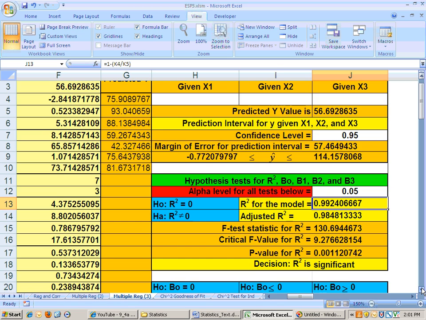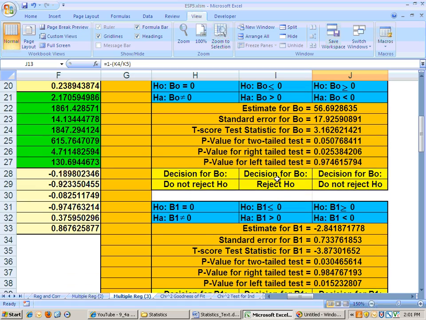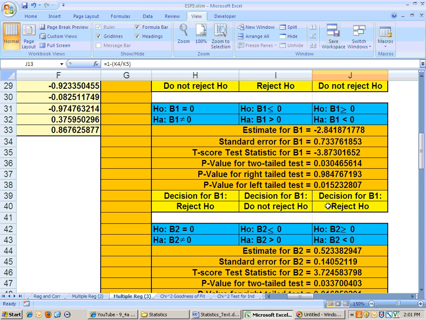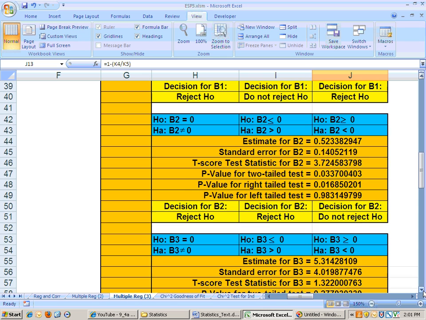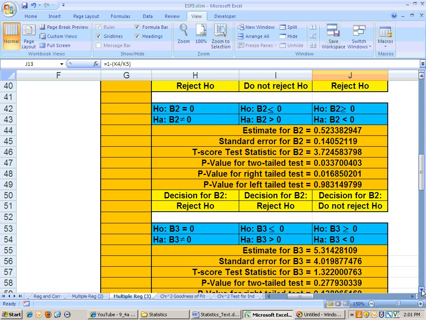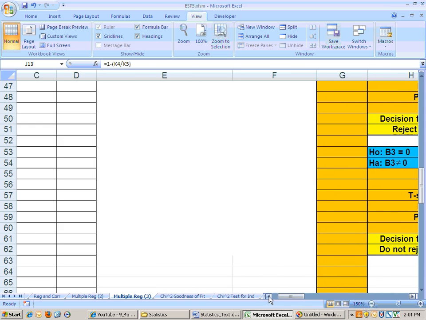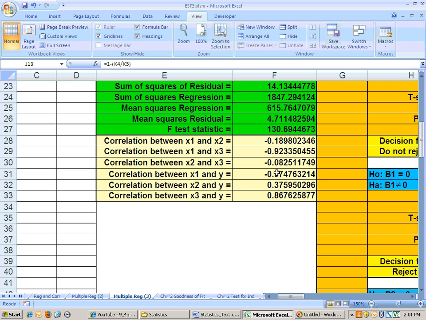We also went through and realized that the constant is significant, B1 is significant, and so is B2, which is your placement test score, but here hours of homework was not significant. The reason, and we already talked about this in the last video, is that X1 and X3 have a strong negative correlation, meaning you're not getting any new information from X3.